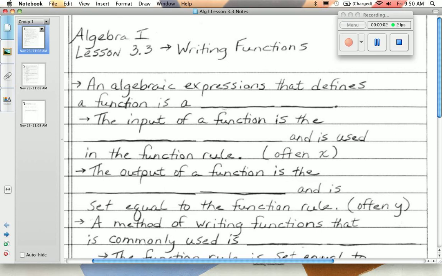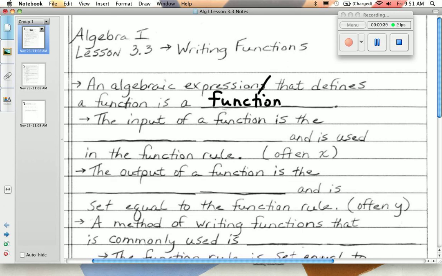Okay, so in today's lesson, lesson 3, writing functions, we're going to start off by talking about some terminology. First of all, I want you to cross out the S in expression there because that's not written well. An algebraic expression that defines a function. Does anybody know what that's called? In other words, it tells you what's going on in it. A function rule. It is called a function rule.